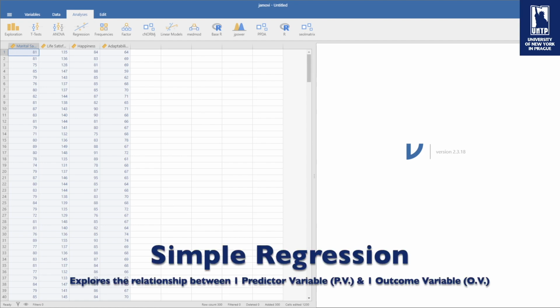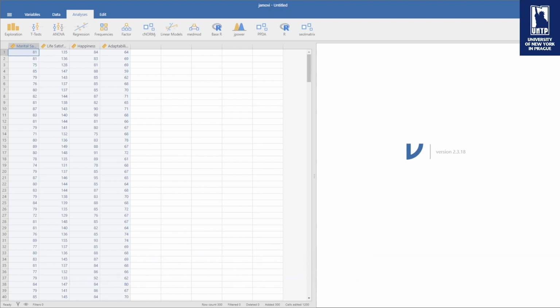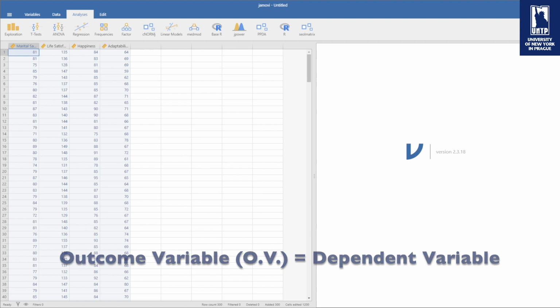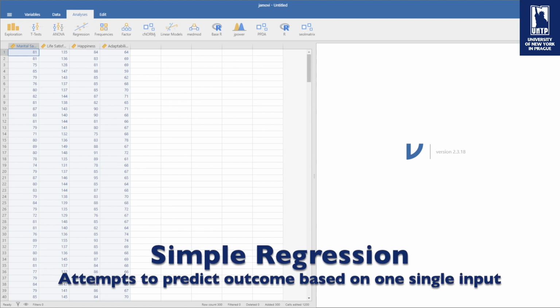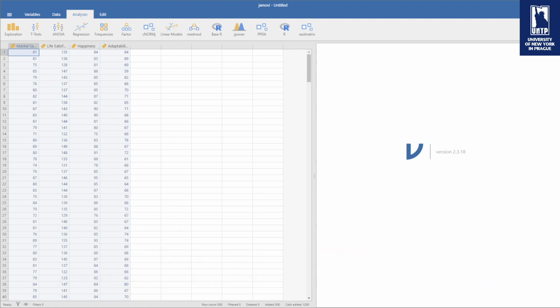Well, in simple regression, we explore the relationship between one predictor variable and one outcome variable. You can call them as well one dependent variable and one independent variable. However, as aforementioned in the previous videos, when we're talking correlational measures, usually we are defining them predictor and outcome variable. Anyway, in other words, we're trying to predict the outcome based on one single input, this is simple linear regression.